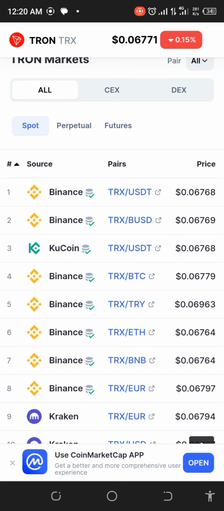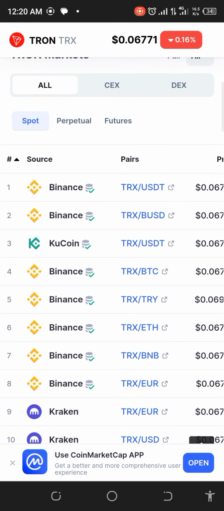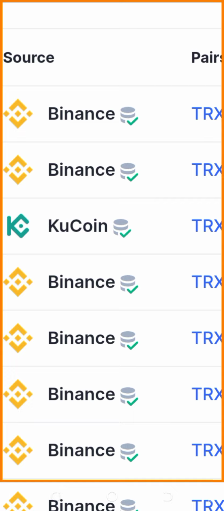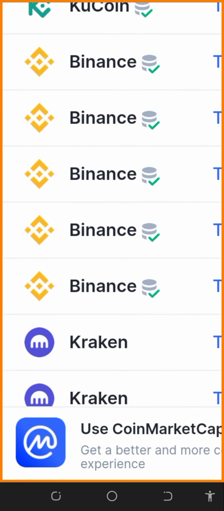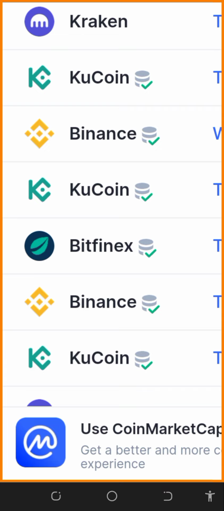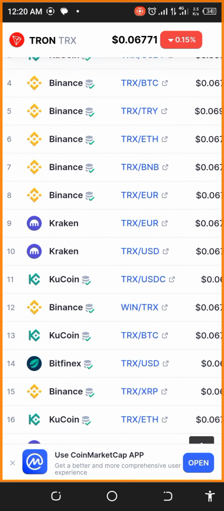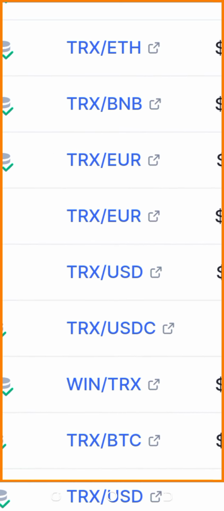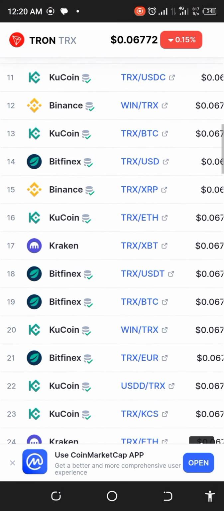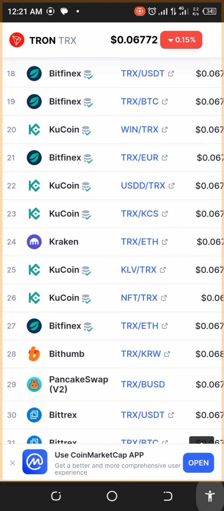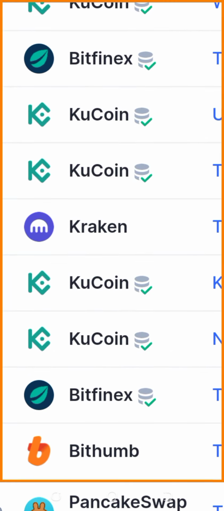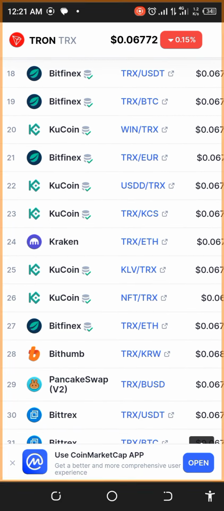So for instance, you can see here the different exchanges, let me enlarge this. You can see we have Binance here, we have KuCoin, we have Kraken, and different pairs, right? You can see all the different pairs: TRX/Euro, TRX/USDT, USD, TRX/USDC, WINTRX, all the pairs that you can ever think about, and you can see all the different exchanges.